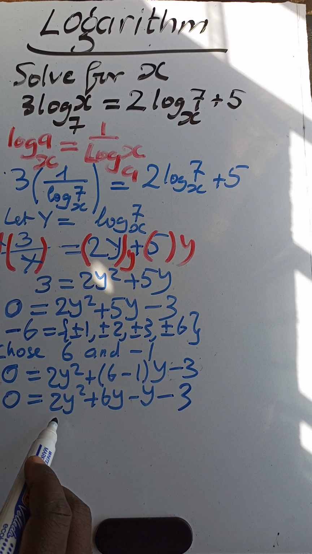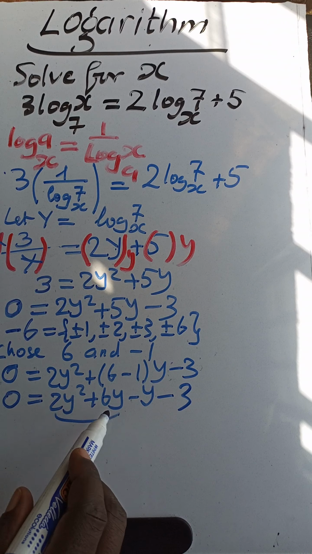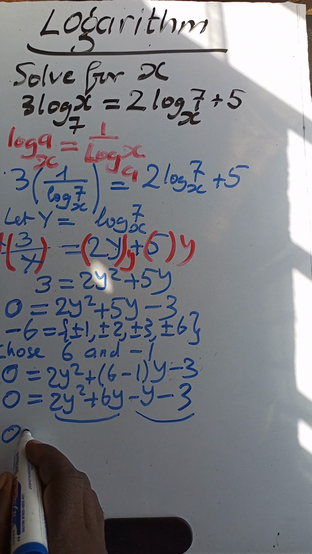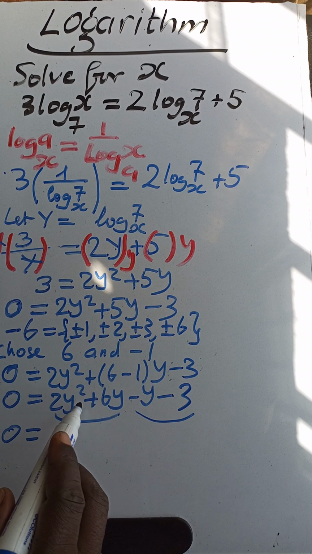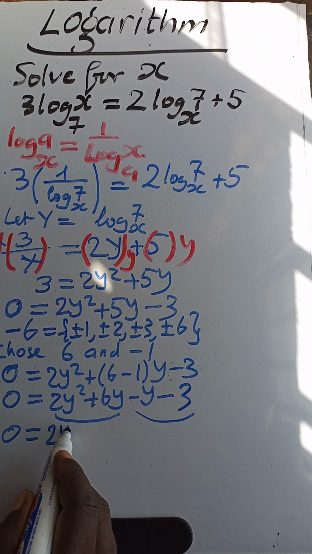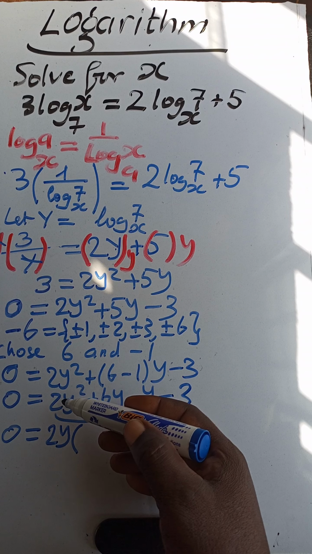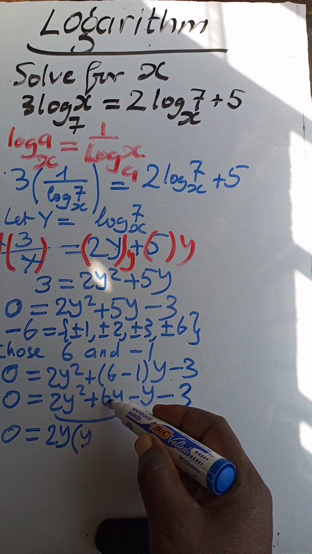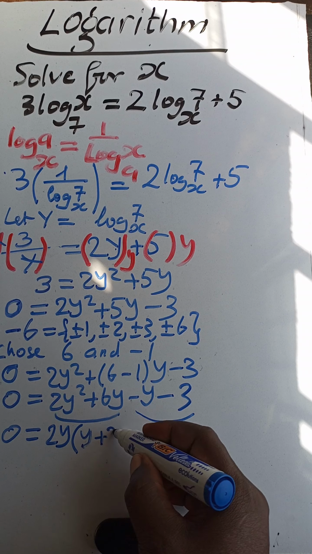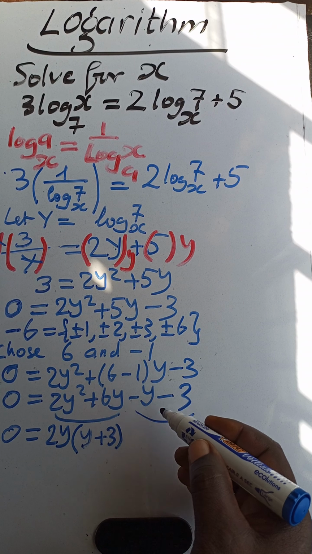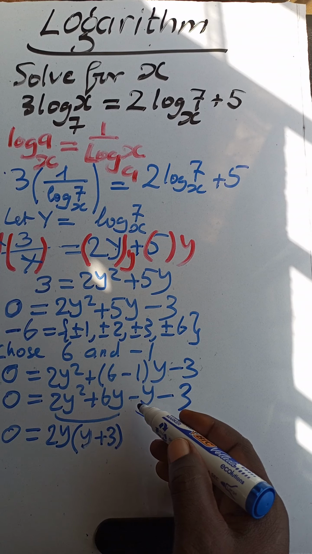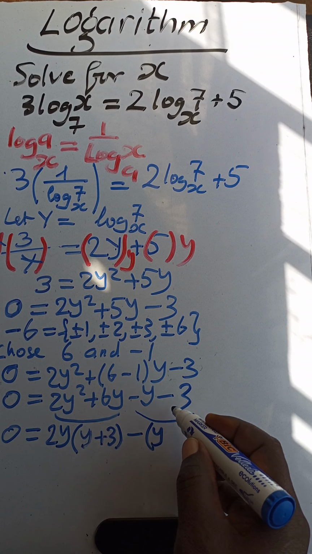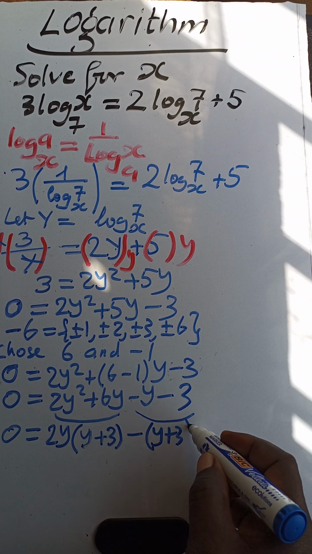Okay, now let us take the first 2 terms and factorize, and we also factorize the next two terms. So we have 0 is equal to, what do we see common in these two terms? 2y is common, all right? 2y squared divided by 2y, we're going to have y. 6y divided by 2y, we're going to have plus 3. When we come here, we can bring out minus sign because minus sign is common. So we'll bring out minus sign. When I remove minus from here, I'll have y. When I remove minus from here, I'll have plus 3.